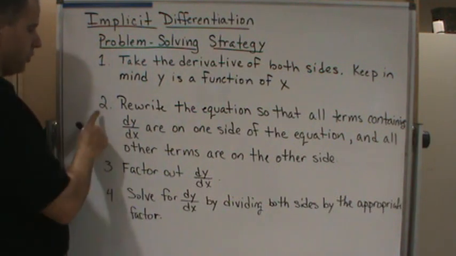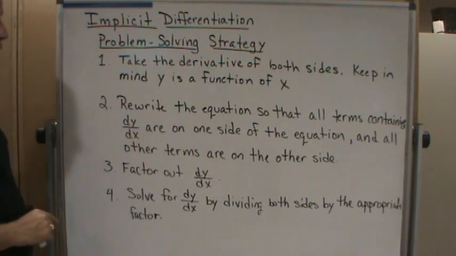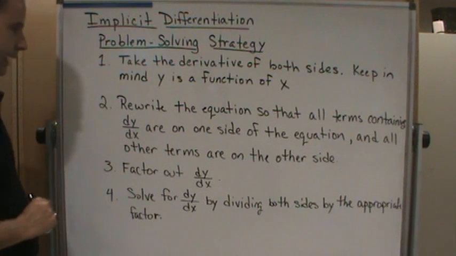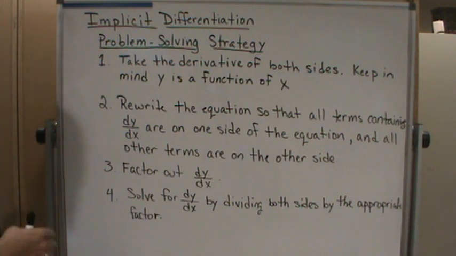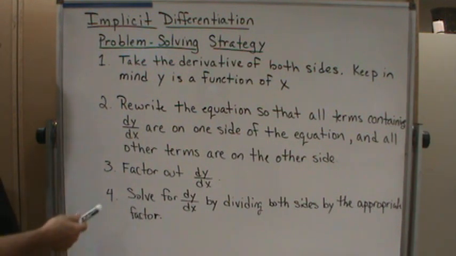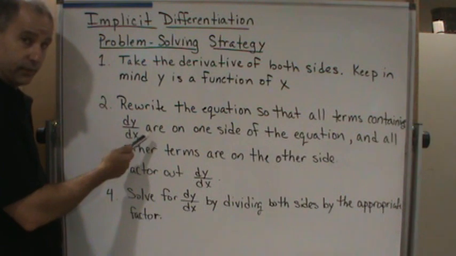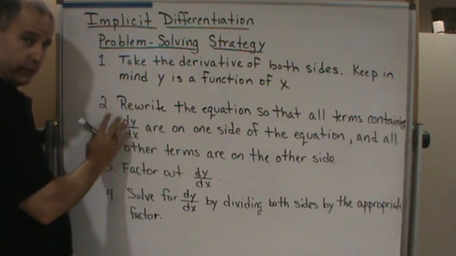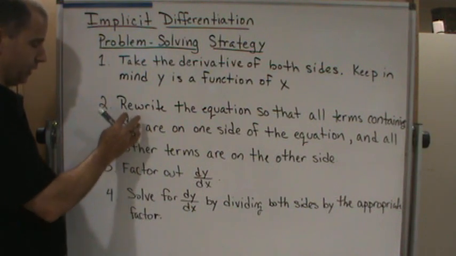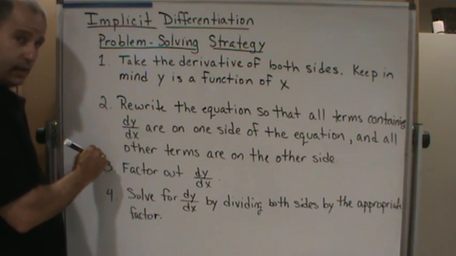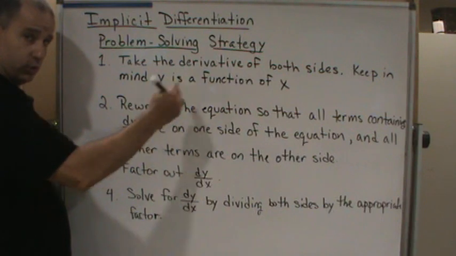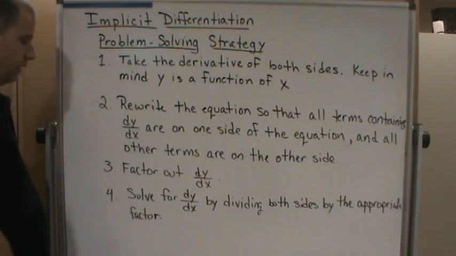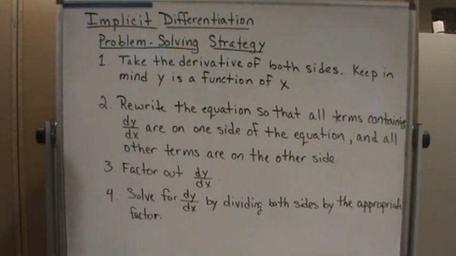Okay? 2, rewrite the equation so that all terms containing dy dx are on one side of the equation, and all the terms that do not contain dy dx are on the other side of the equation. Typically we want dy dx on the left side, because we always write whatever we're solving for on the left. So it'd be dy dx on the left equals whatever else is on the right. That's what our goal is.